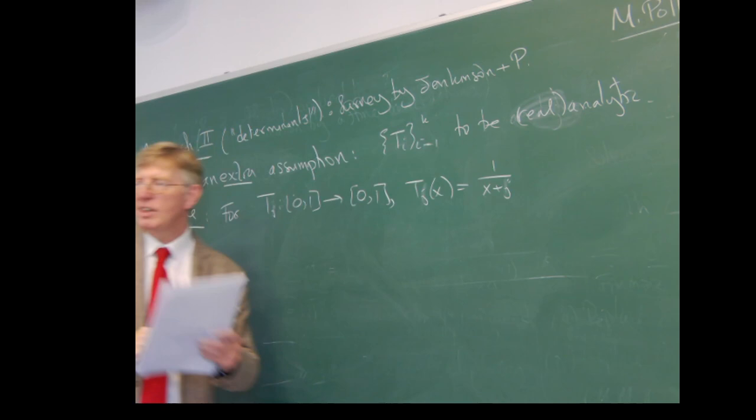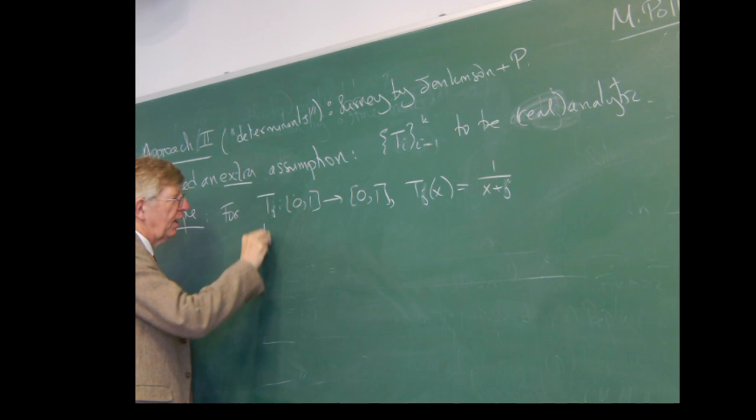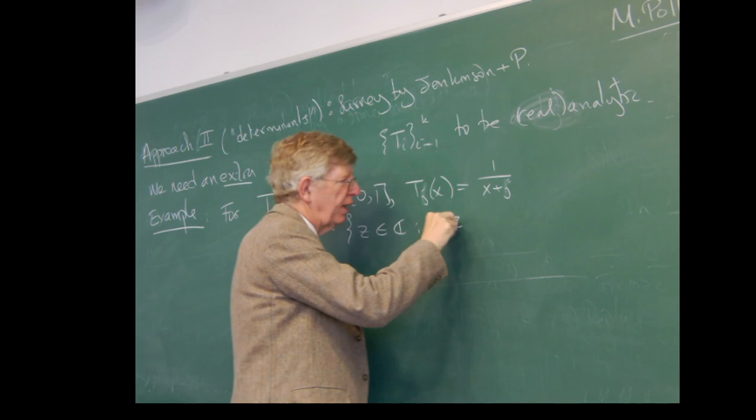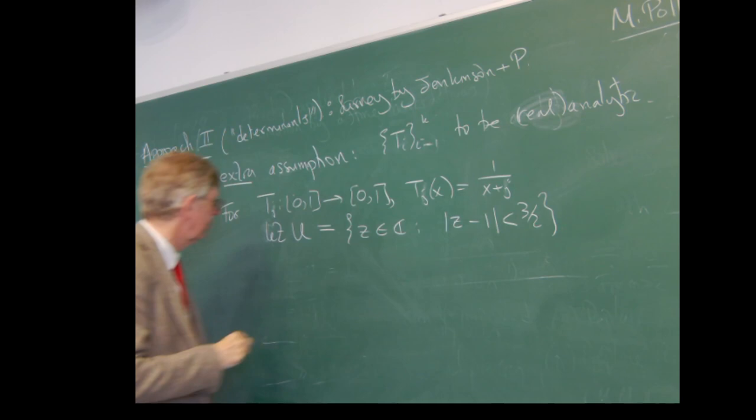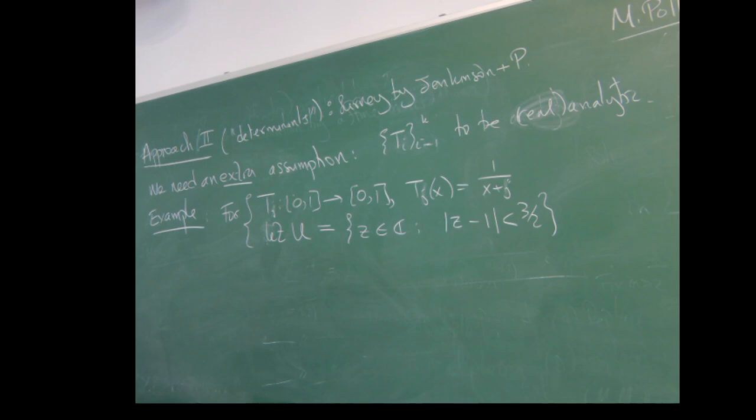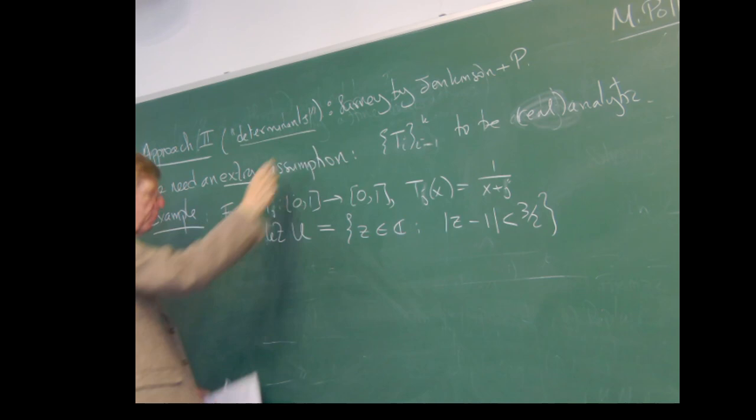And then in this case, we can let U, which is supposed to be a neighborhood of the unit interval, be equal to, if I remember correctly, something like the set where |z minus 1| is smaller than 3 over 2. Or if that doesn't work, something else does. But basically, the idea is that this neighborhood should be mapped inside itself by the obvious extension of this to the complex plane.